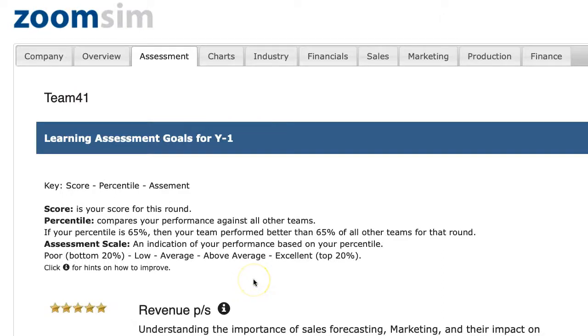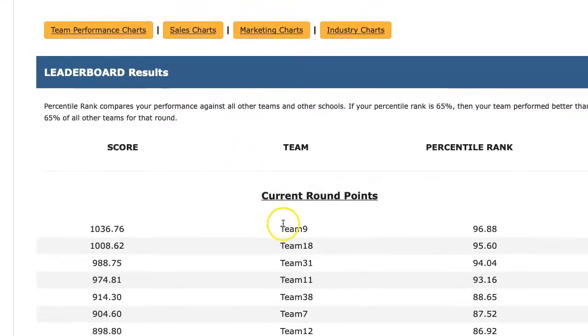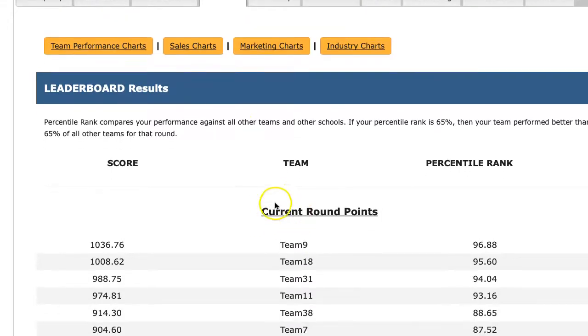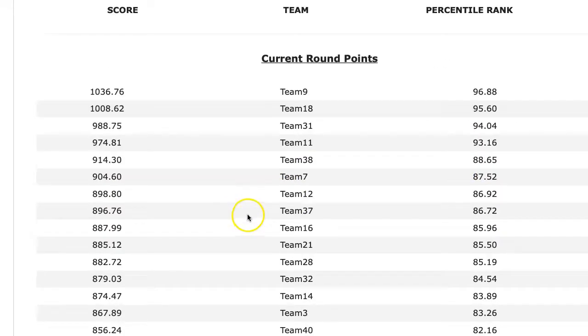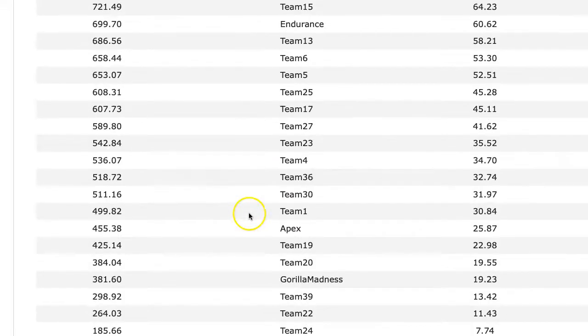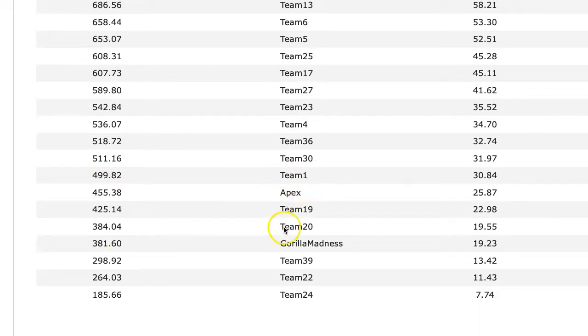And that would be not just the people in our class, but all the classes currently using it across the world. Now, if I go into charts, I could see how I ranked compared to other teams. So if we look at this as a leaderboard, we look at some teams scored over 1,000 points. Wow, that's fantastic. They did better than 96 and 95% of other players. Just fantastic. And most teams scored above 500 points.